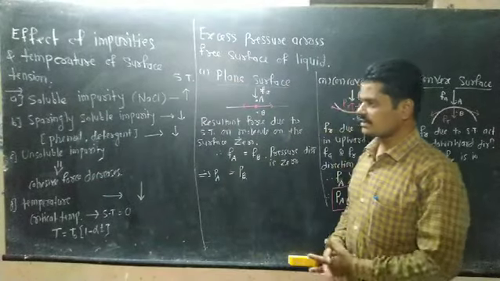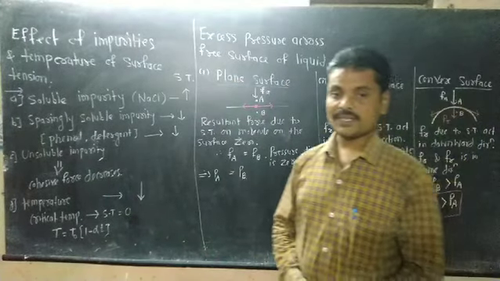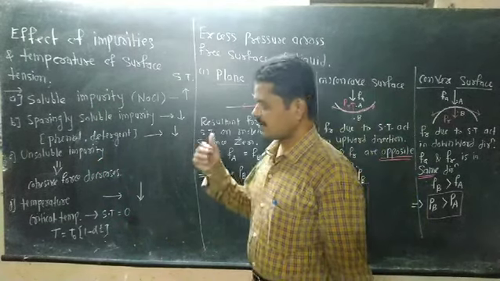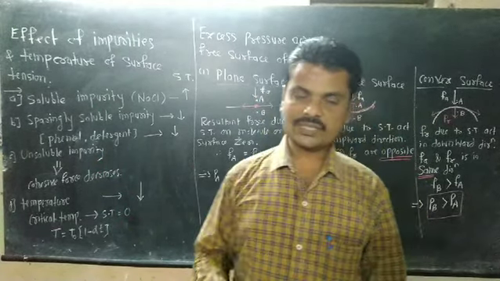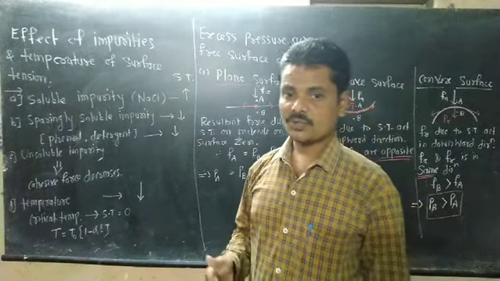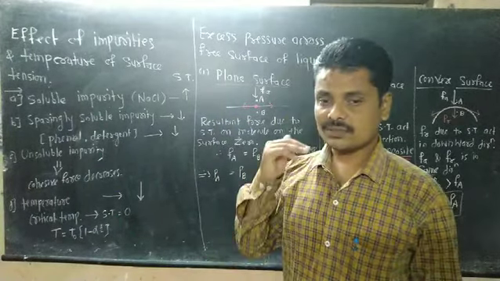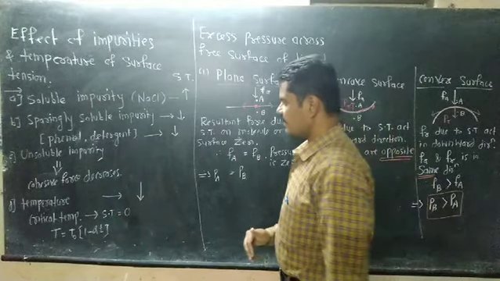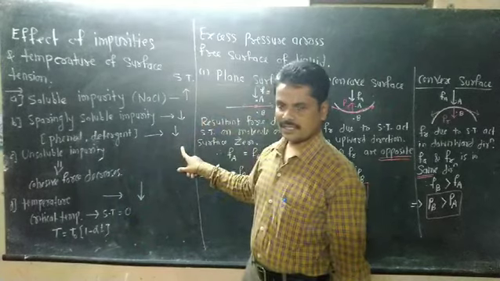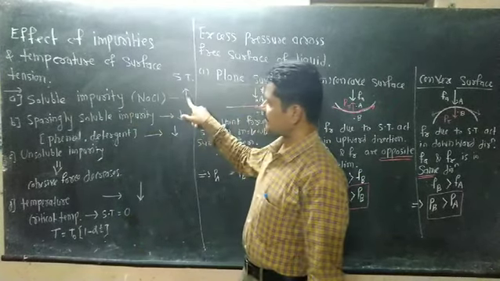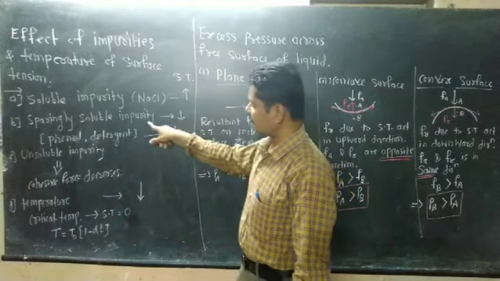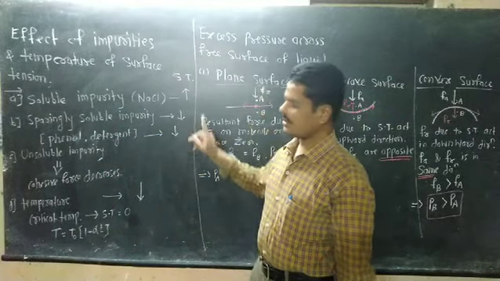Now the third case is when you add an insoluble impurity. When you add an insoluble impurity, the cohesive forces between two molecules of water decrease, so its surface tension also decreases. This is the third point. Insoluble impurity, surface tension decreases. Soluble impurity, surface tension increases. But sparingly soluble or feebly soluble impurity, surface tension decreases.